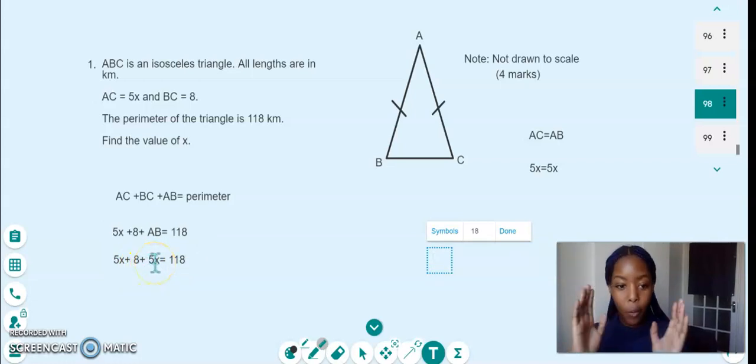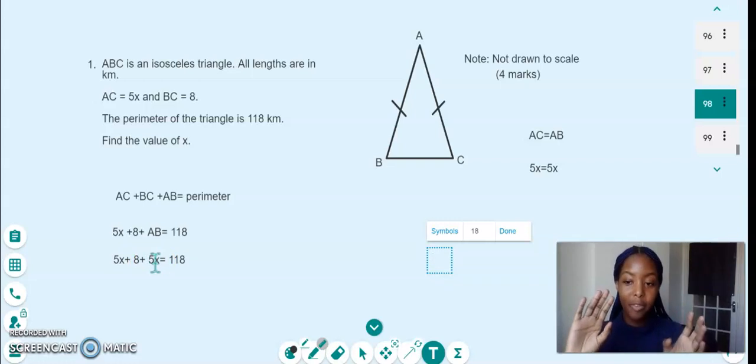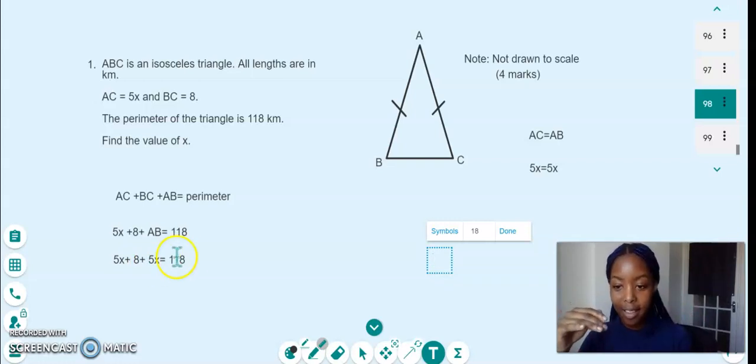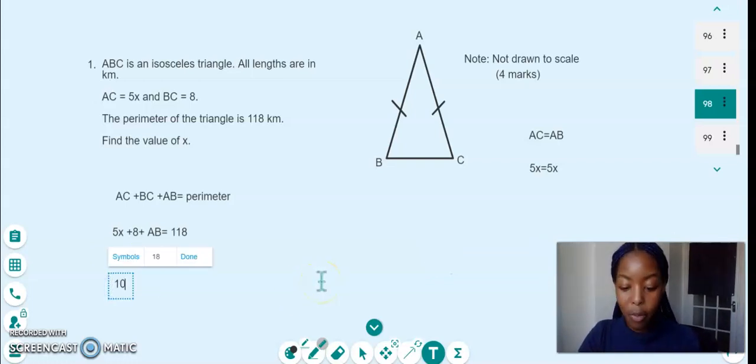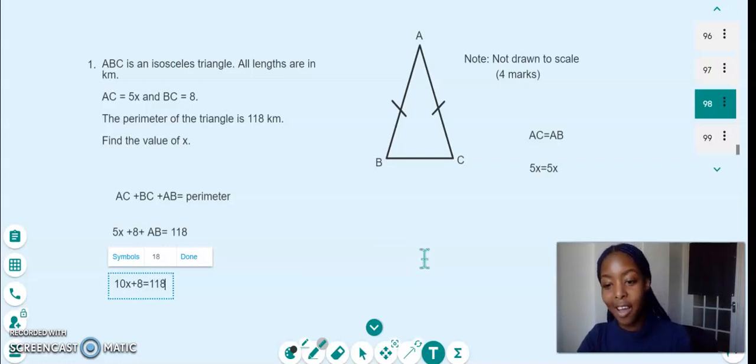Now, we have two 5x's on one side. What we can do is simplify this line. We want to collect all of the like terms. So 5x plus 5x is going to be 10x. So we've got 10x plus 8 is equal to 118.